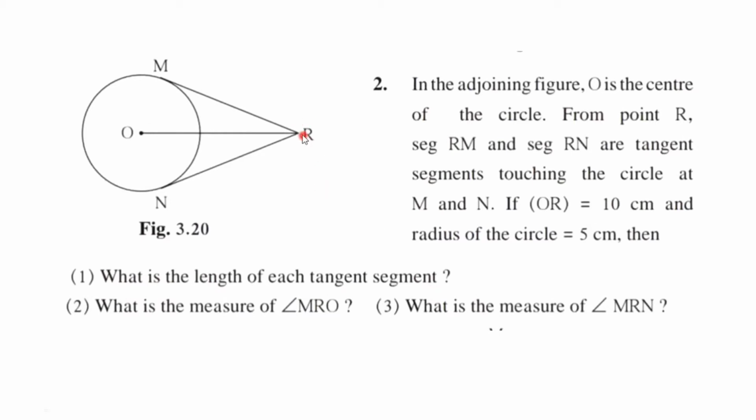segment. So here the tangent segments are RM and RN. We have to find their lengths. The second question is, what is the measure of angle MRO? We need the measure of angle MRO. And the third question is, what is the measure of angle MRN? So let's try to find these answers.